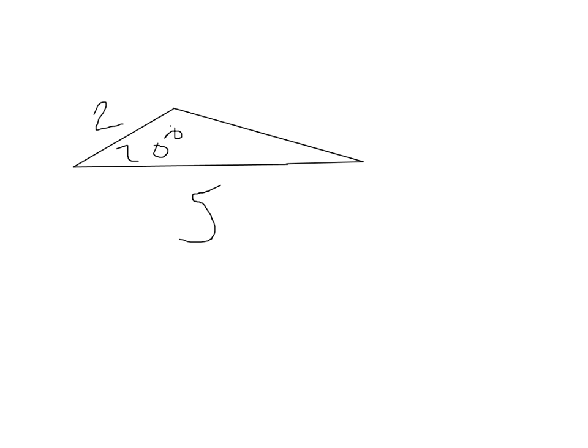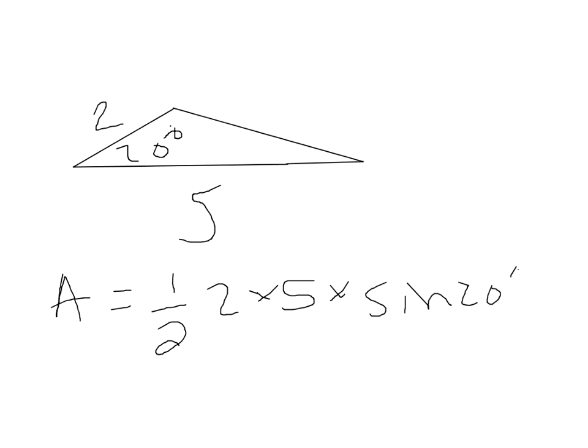Here's another one. One side is 2, the other side is 5, and the angle in between is 20 degrees. So the area is 1/2 times 2 times 5 times sine 20. And so put that into the calculator, and we get an area of 1.71 units squared. So we don't know what the units are, but inches, feet, centimeters, whatever units, it would be 1.71 units squared.